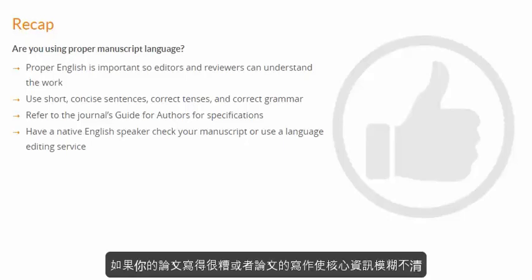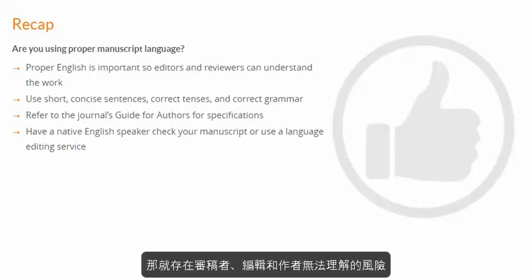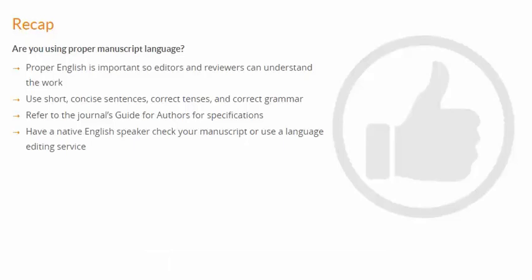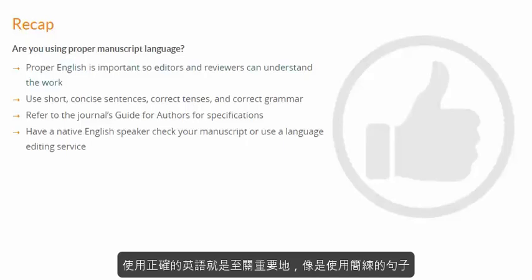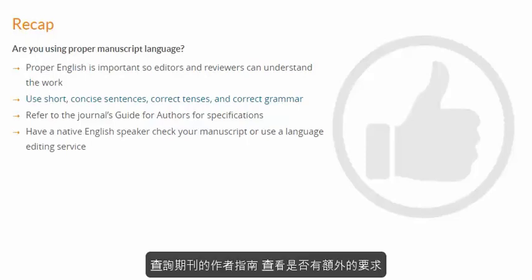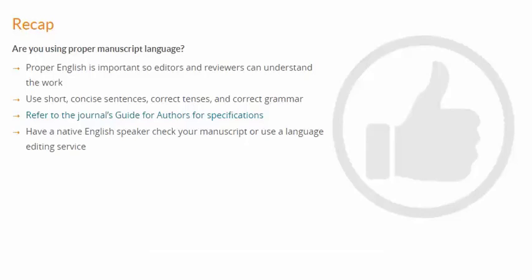If your manuscript is poorly written or presented in a way that makes its message unclear, there is a risk that reviewers, editors, and readers may not understand it. To ensure that your work is comprehensible, it is essential that you use proper English language with concise sentences, correct tenses, and correct grammar. Consult the journal's Guide for Authors for any additional specifications.